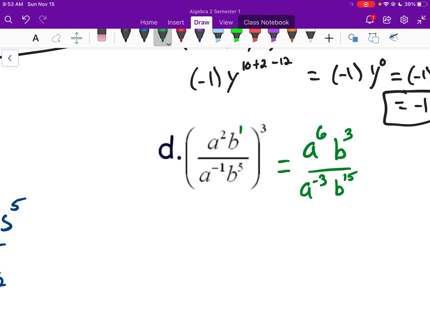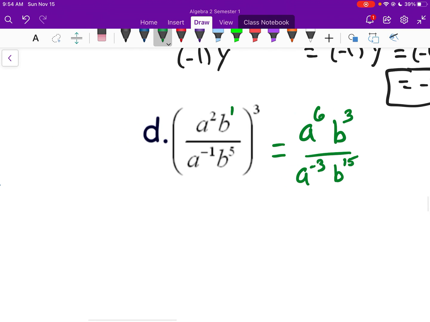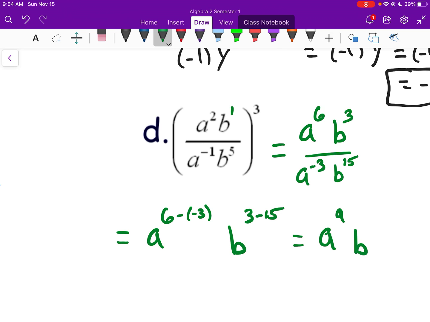And again, we have a's on both top and bottom, b's on both top and bottom, so there is more simplifying to do. Now, again, you can go many different routes here. I could take care of that negative exponent, bring that up to the top right away, or just use the quotients. Okay, so let's go ahead. Let's use our quotient property. So a, the top exponent minus the bottom exponent, so minus negative 3. B to the 3 minus 15, which will give us a to the 9th, b to the negative 12th.